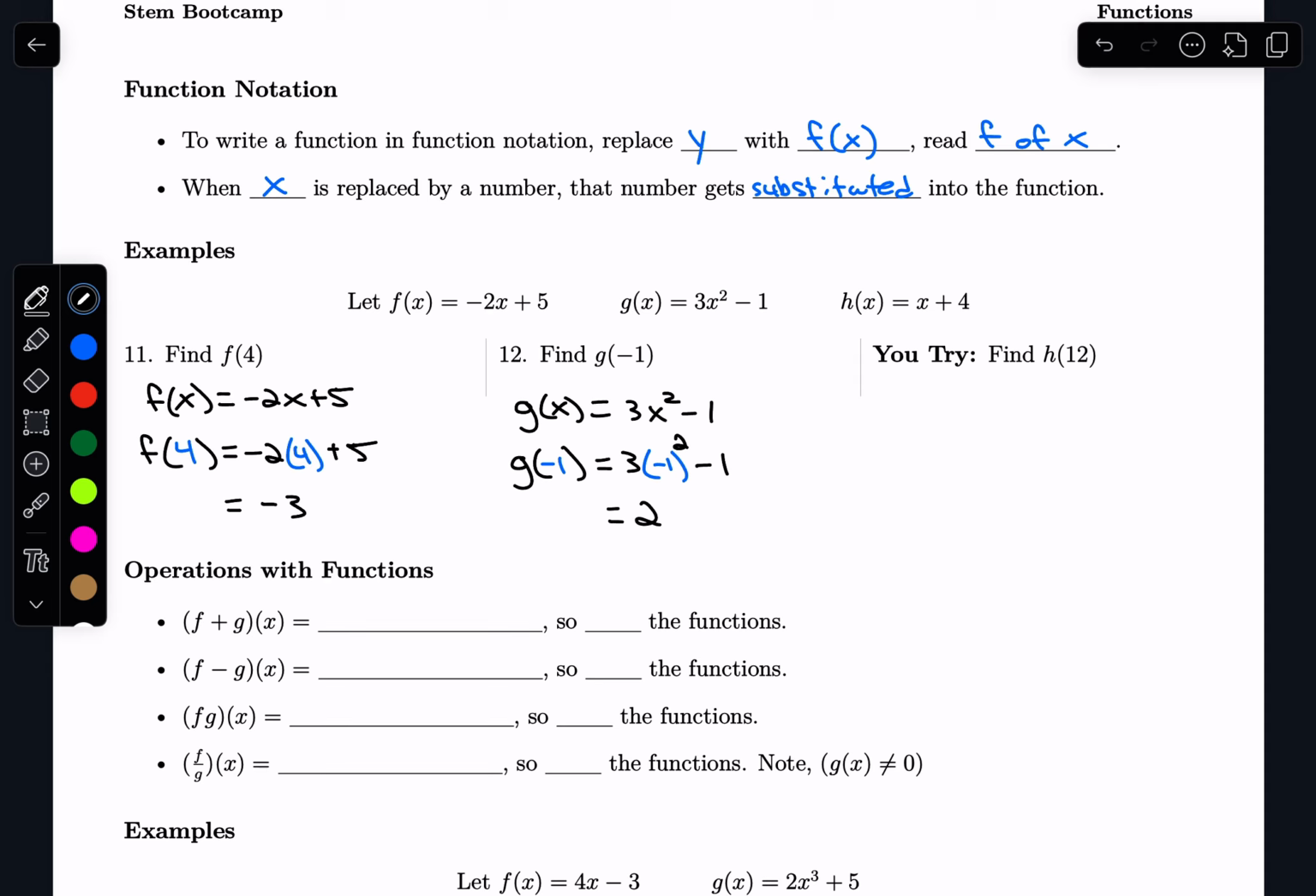All right, so now I got a you try one. Try to take h of x and plug 12 into it. Go ahead and pause the video if you haven't done so to practice already. All right, hopefully you paused and gave that a try.